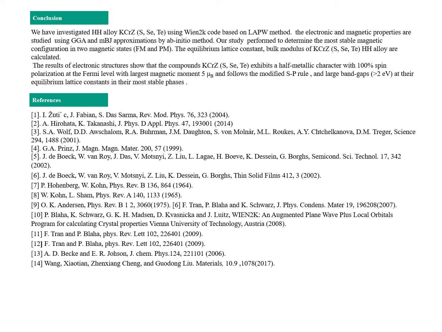In conclusion, our study was performed to determine the most stable magnetic configuration between the two magnetic states. We have also calculated the equilibrium lattice constant and the bulk modulus. Then the results of the electronic structure show that the compounds exhibit a half metallic character with 100% spin polarization at the Fermi level, with the largest magnetic moment, which is 5 per formula unit, following the modified SP rule, and a large band gap of more than 2 electron volts at their equilibrium lattice constants in their most stable phases.